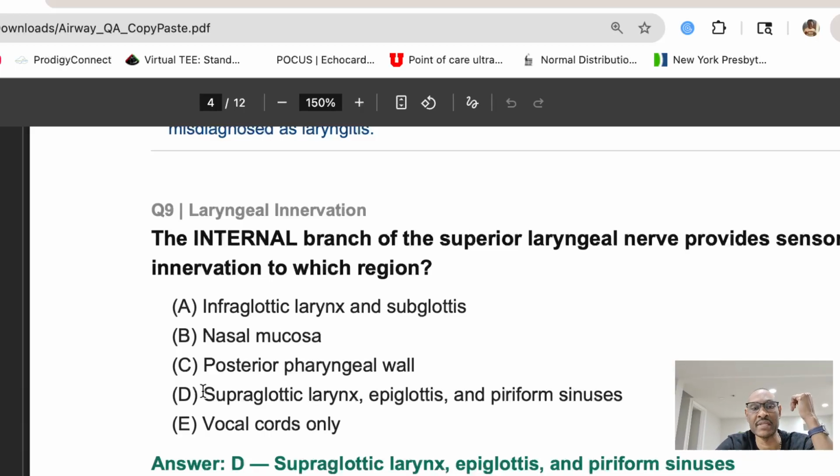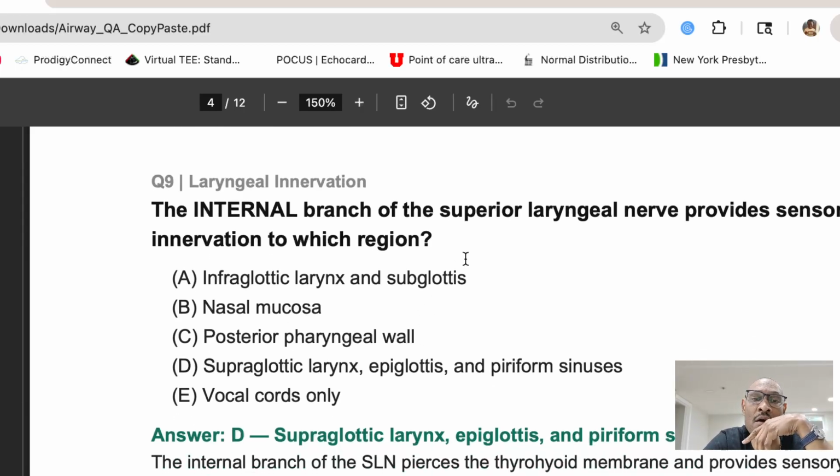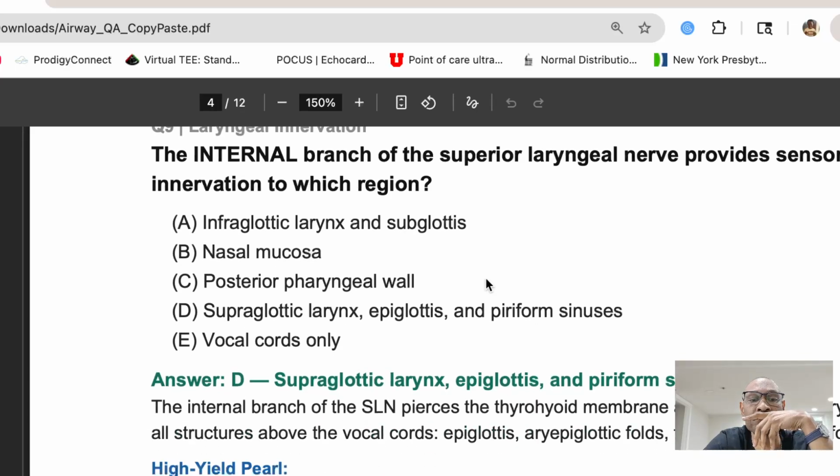sinus. The way I remembered these was the recurrent laryngeal nerve sort of takes things at the vocal cords and below, so primarily the trachea. Things above, or the anterior portion of the epiglottis, typically the sensory is going to be divided between glossal and superior. So if you're talking about the superior laryngeal nerve, the supraglottic, so above the glottic opening, the larynx, the epiglottis, that's really the anterior portion of the epiglottis, and the piriform sinuses, those are covered by the superior laryngeal nerve.